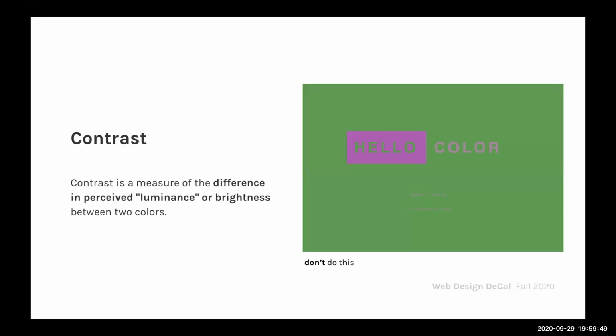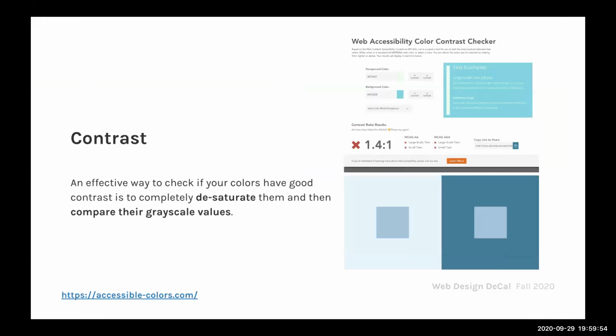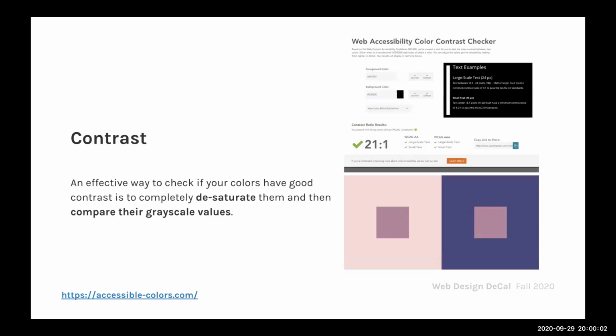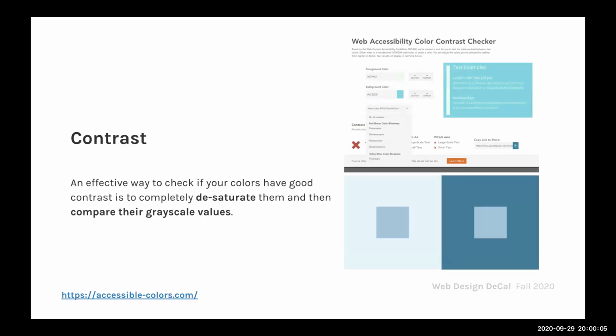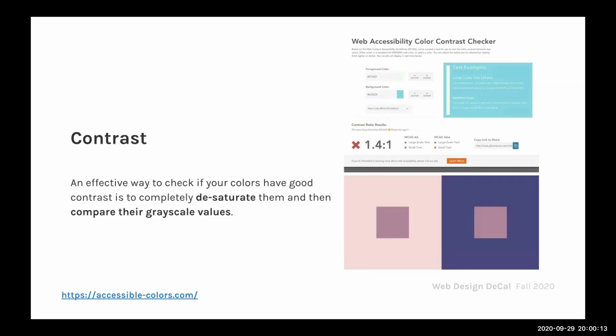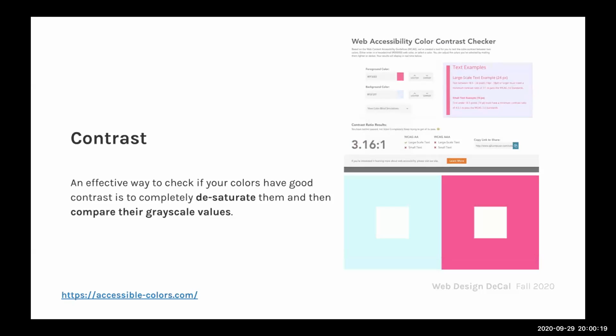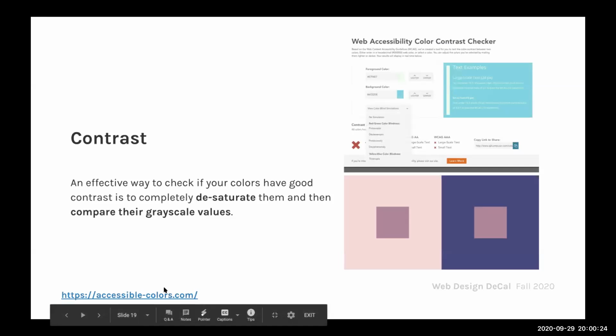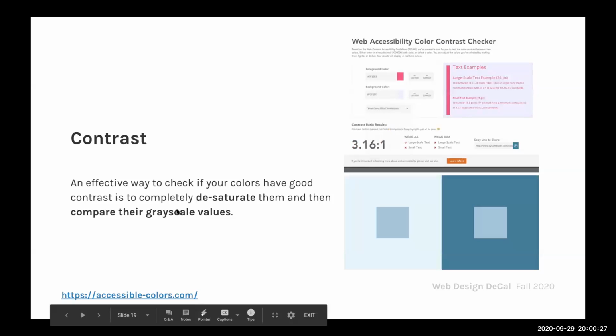And that's really important for readability and accessibility, as we'll get into in a second. As I was saying, with comparing the relative values, if you completely desaturate the colors that you're using, that'll help you figure out how close they are in value and whether or not they have good contrast, because you'll just be comparing them on the same scale, or grayscale. There's a site called accessiblecolors.com, so you can make sure that you're doing it right.